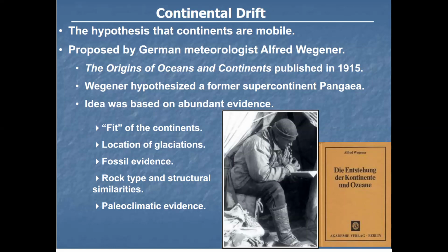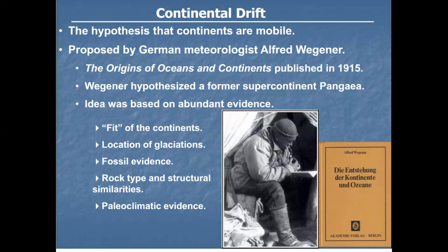That is an idea that was brought on board by a German geologist, Alfred Wegener, who in 1915 published a book titled The Origin of the Oceans and the Continents. In that book, Wegener came up with the idea of a former supercontinent that once existed. That supercontinent was referred to as Pangaea.